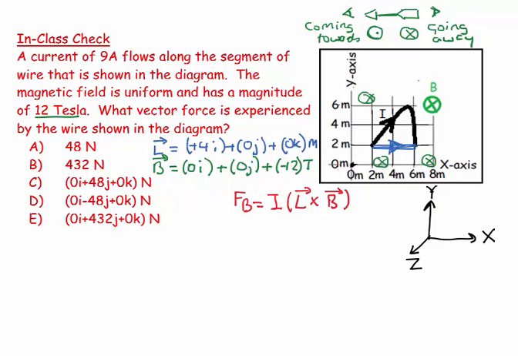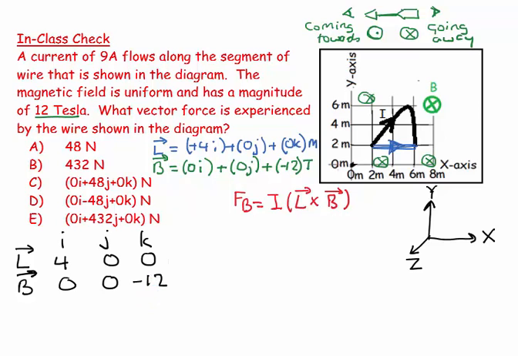So an awful lot of this question is simply about interpretation of the diagram. So let's do an i, j, k determinant. And remember, with a cross product, the order matters. So I want to put my L down first. So that's 4, 0, 0. And then I want to put down my B. And my B is going to be 0, 0, minus 12.